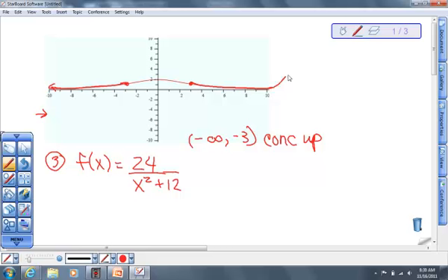It doesn't necessarily have to go up in a loop, you know. It's still just, this is a portion that is concave up. It's where our rates are slowly increasing. From 3 to infinity is also concave up.